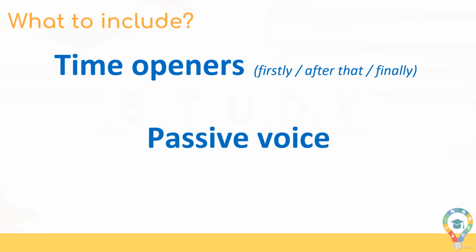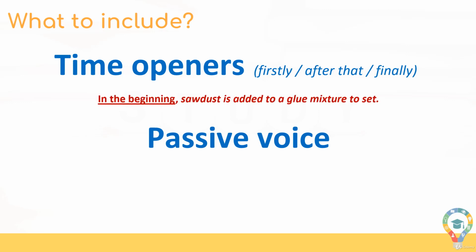You'll also need to use the passive voice in your writing. I'll come back to that in just a second. Here's an example of a time opener. In the beginning, sawdust is added to a glue mixture to set. So that's just a quick example of using a time opener. And you could see that that would be for the first stage of the process.